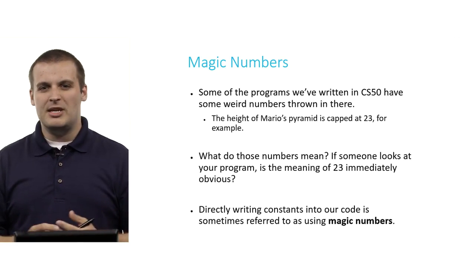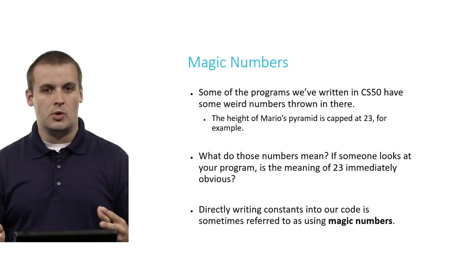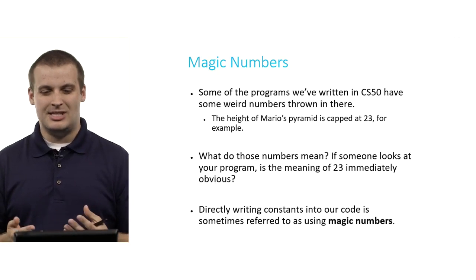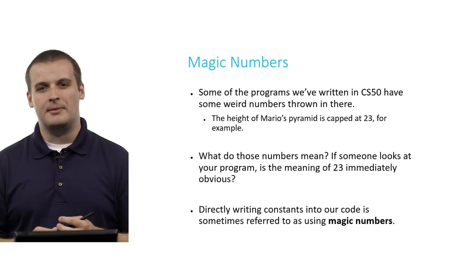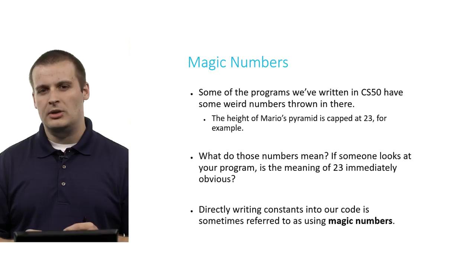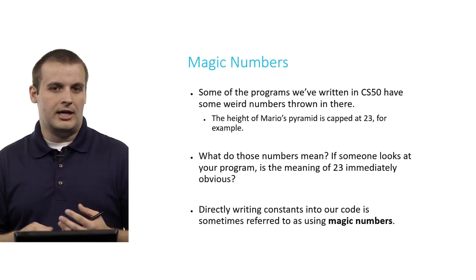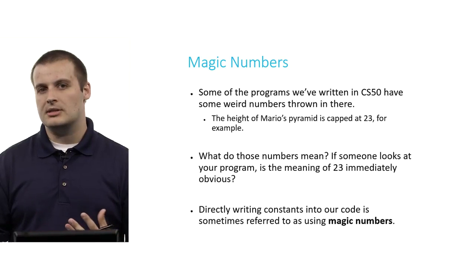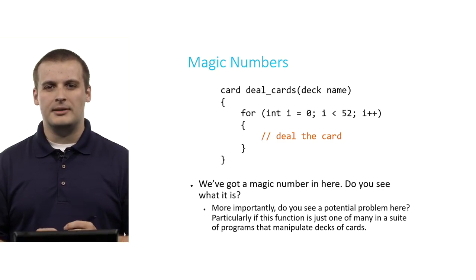But what does that mean, though, in context, right? Is the meaning of 23 immediately obvious to somebody who looks at your program and maybe has a different size terminal window? Probably not. It seems like, okay, well, why is it just less than 23? In general, it's kind of a bad habit, actually, to write constants into your code. When you actually do write a constant into your code, it's sometimes referred to as using magic numbers, which is something we generally want to try and avoid.